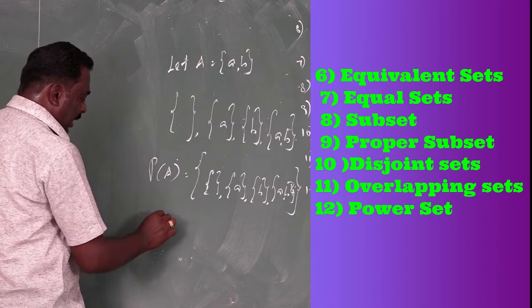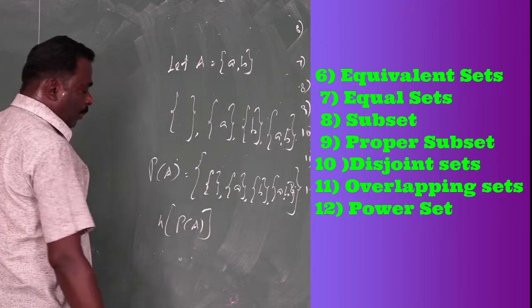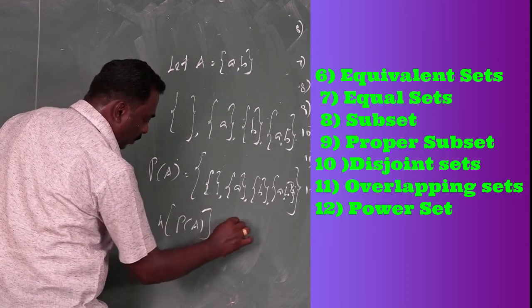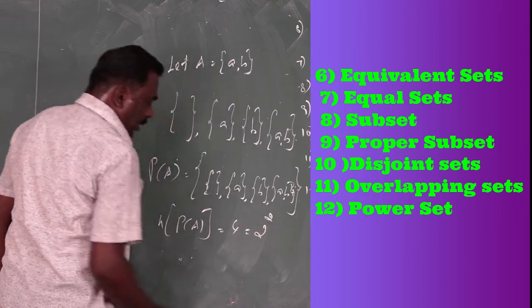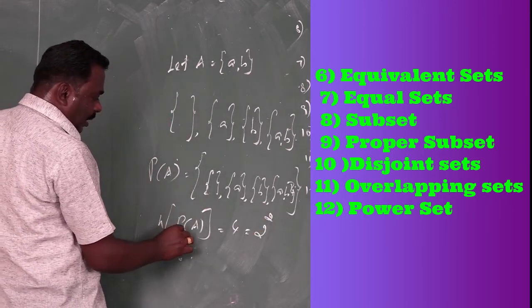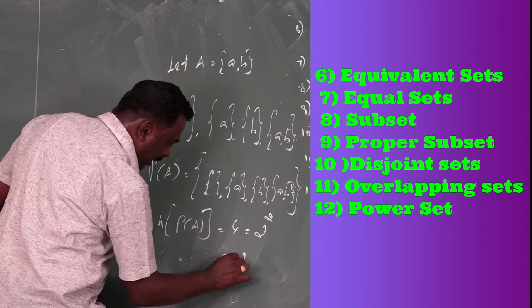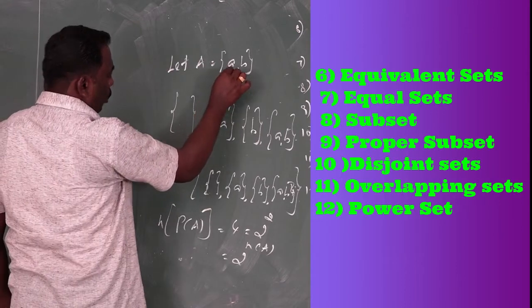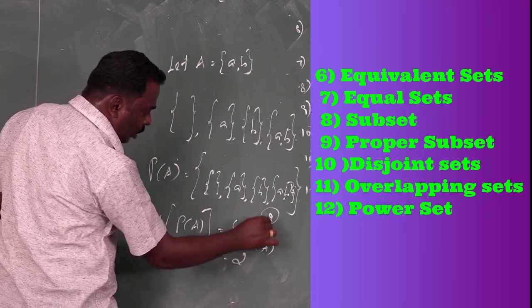Now find the number of elements of the power set of A. The elements are 1, 2, 3, 4. Therefore it is 4. We can write 4 as 2 power 2. Therefore the number of elements of the power set of A is 2 power 2. In general form, it equals 2 power n(A). How many elements does set A have? 2. The number of elements of A is equal to 2.